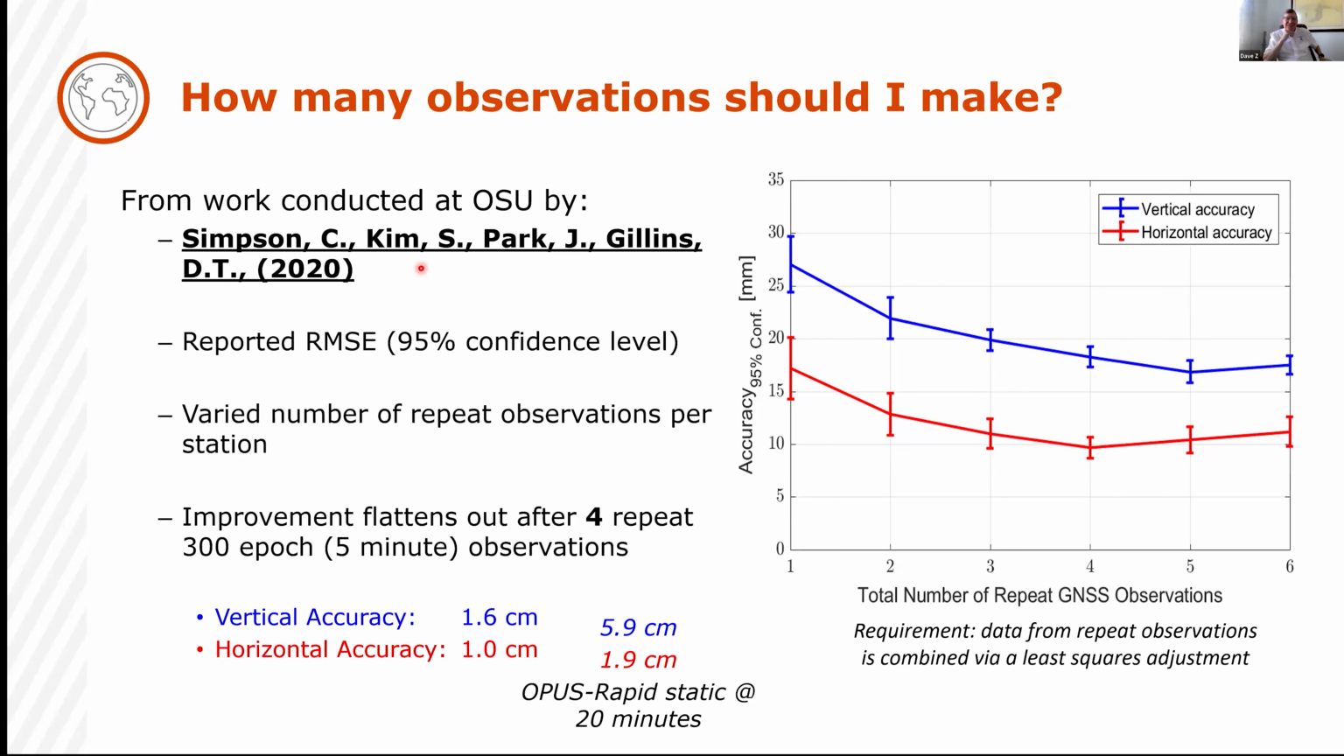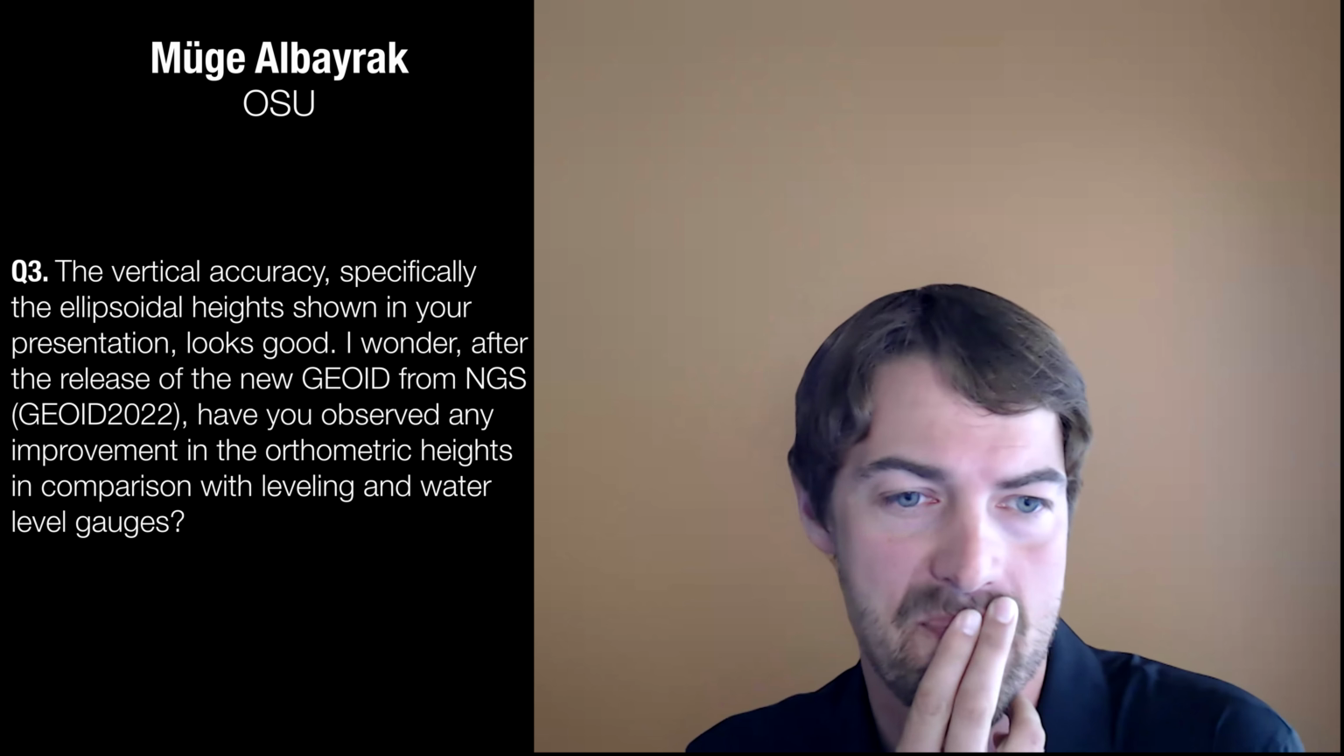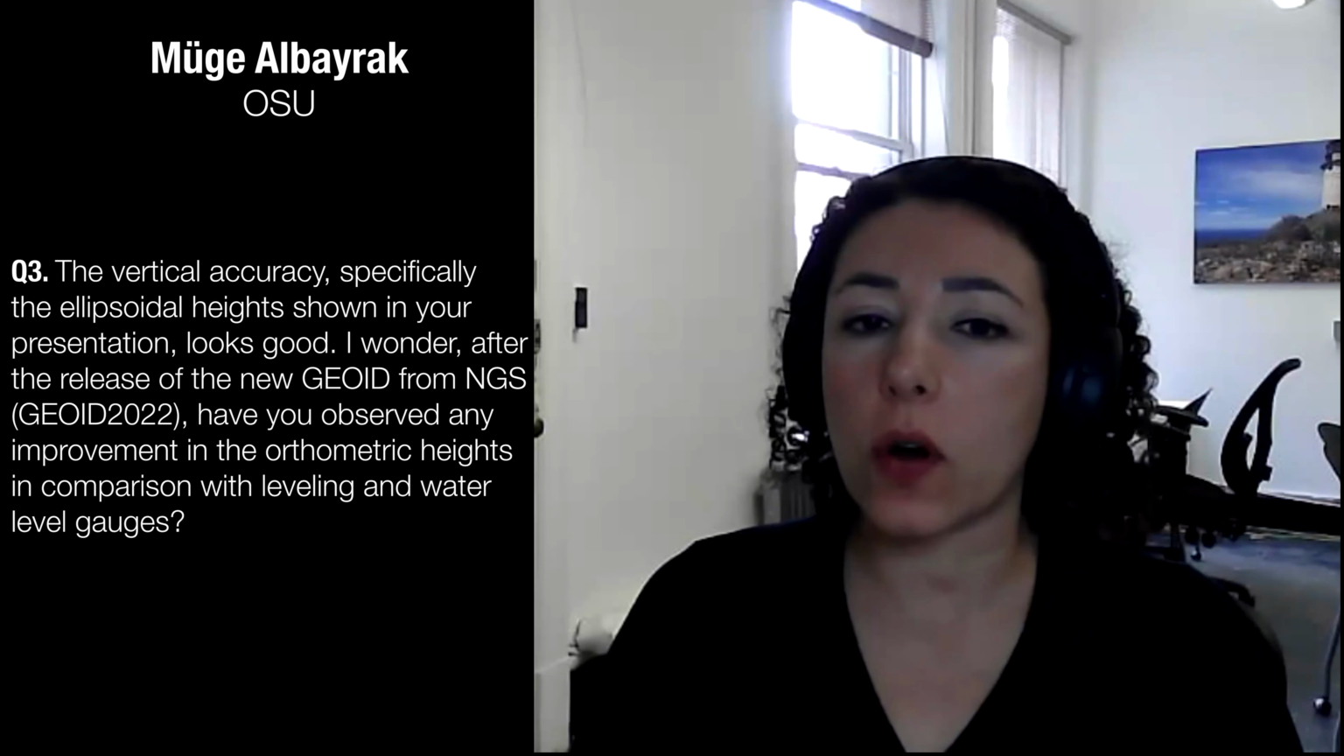You had another question. Yeah, for my next question, the vertical accuracy, specifically the ellipsoidal heights shown in your presentation, looks good. I wonder, after the beta release of the new GEOID from NGS, GEOID 2022, have you observed any improvements in the orthometric heights in comparison with leveling and water level gauges?